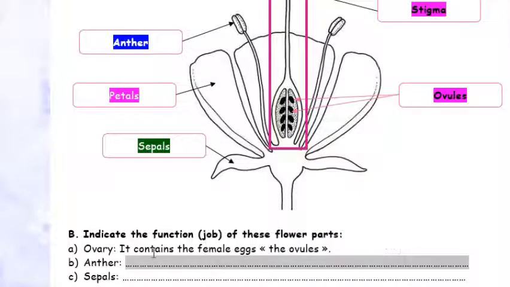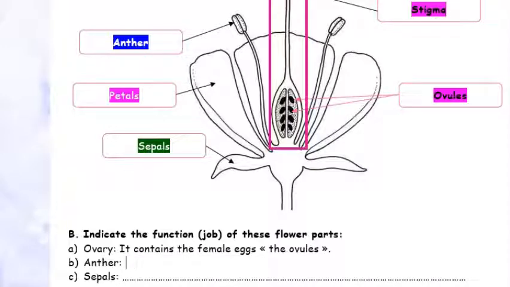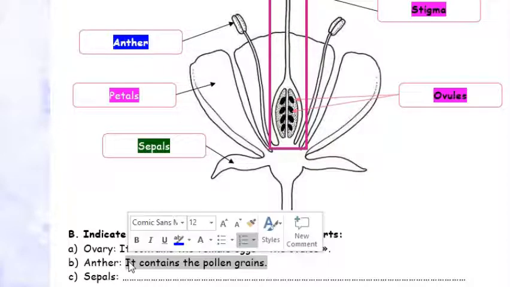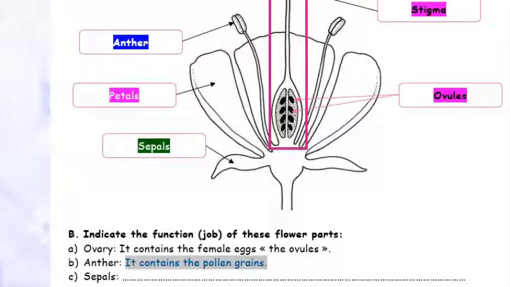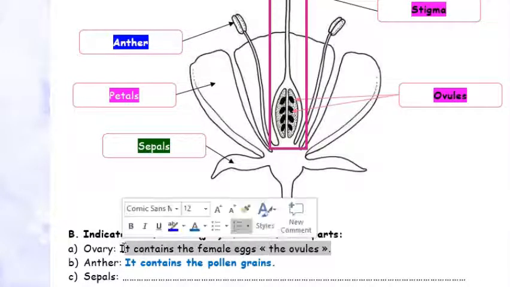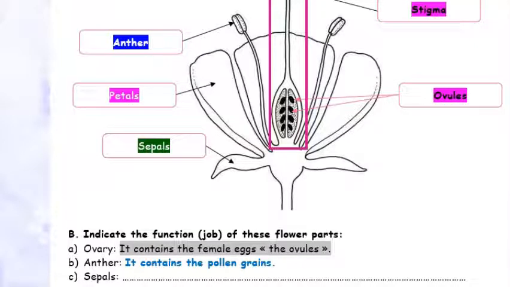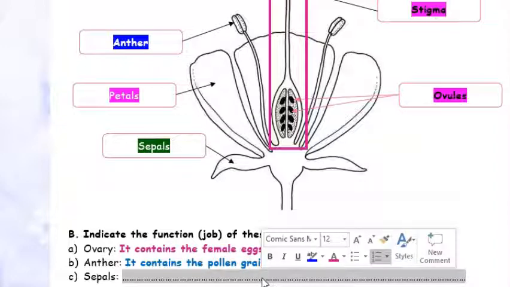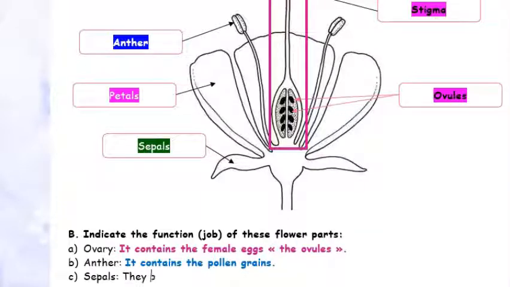Okay, what about the anther? The anther is the head of the male reproductive part. It is the head of the stamen. This anther contains the pollen grains needed to make the seeds. The anther contains the pollen grains, while the ovary contains the female eggs, which are the ovules. Okay, when the pollen grains meet the ovules, we will have a seed. Sepals, like I said, are leaf-like structures. They protect the flower as it grows. They actually protect the buds of the flowers.